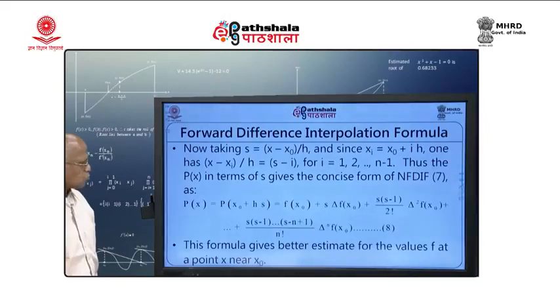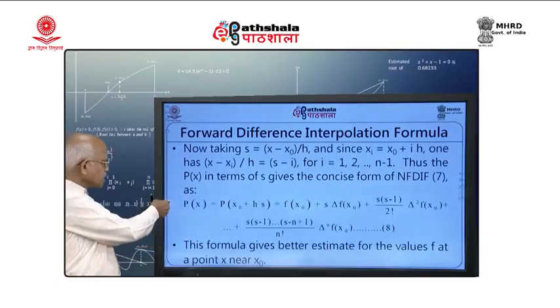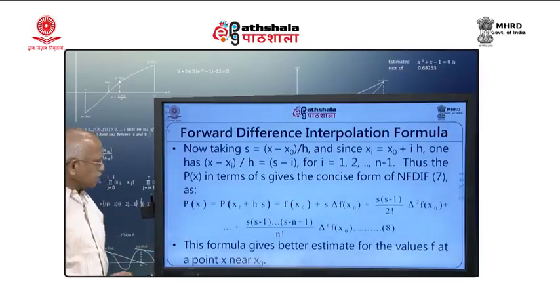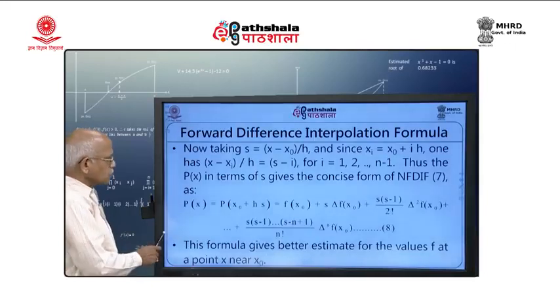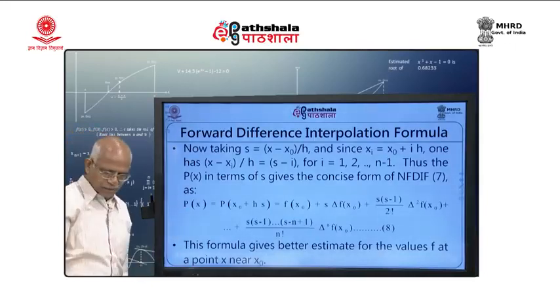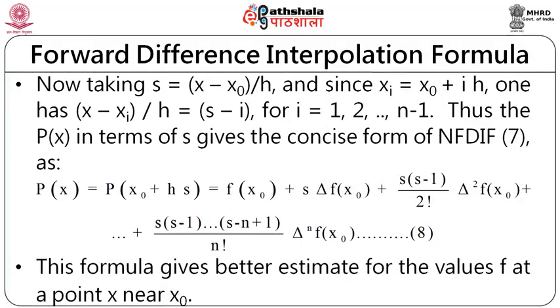So, this formula gives better estimate for the values of f at a point near to x 0, because this is the forward difference interpolation formula. We expect that it should give better results near the beginning, near the starting point x 0. That is what we expect, but we will see at a later stage that that is not going to be so true. We will see that while considering the illustrations.